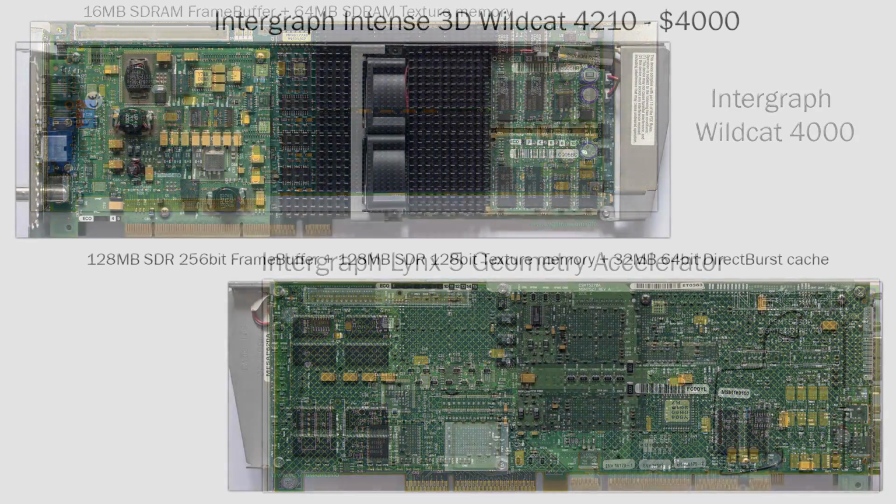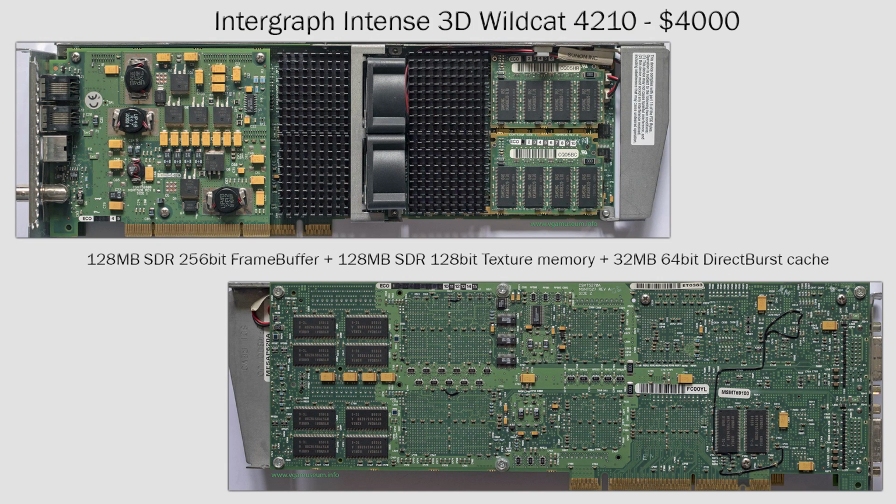Their last announced card came in April 2000, the Wildcat 4210, which now had dual pipelines. At that time, NVIDIA already had 4-pipe cards, both the GeForce 256 and the new Quadro workstations based on the same GPU. This, along with the company's worsening financial situation, led to the selling of Intergraph's entire graphics division to its competitor 3D Labs in that same year.